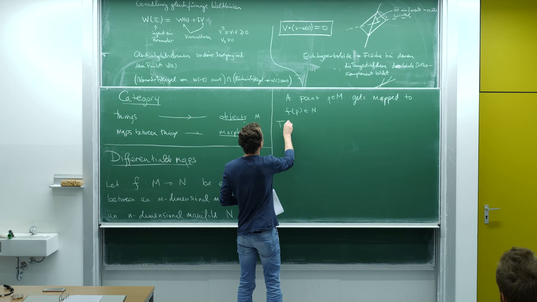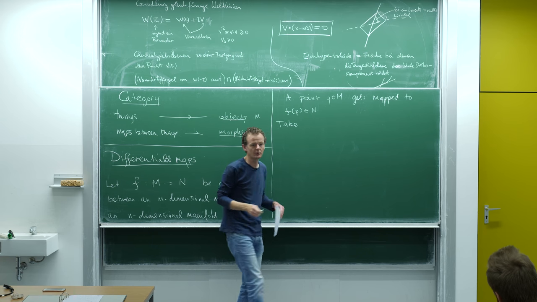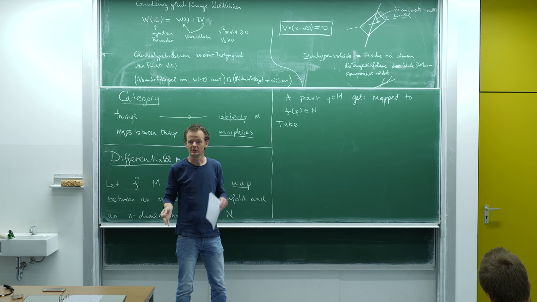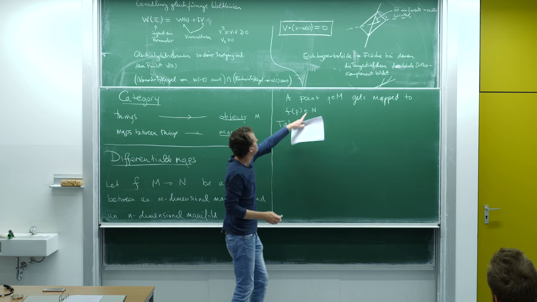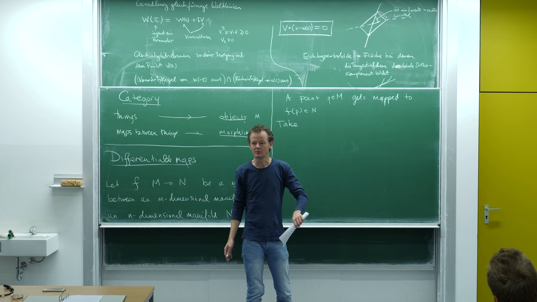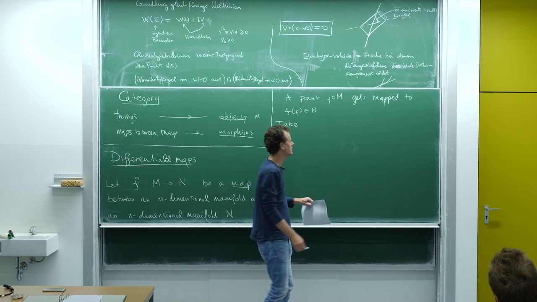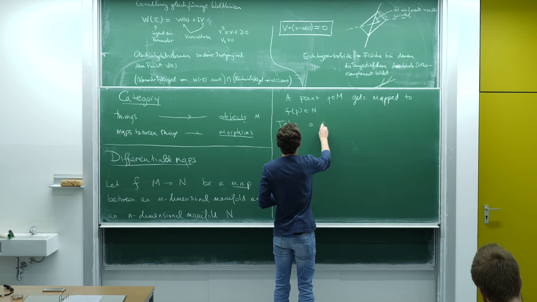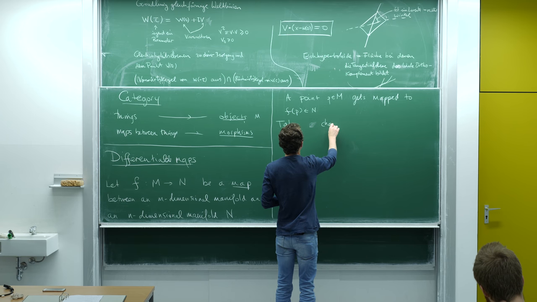And whenever you want to compare points on a manifold, you have to take a chart, right? You have to take some set around this point P, map it to Euclidean space with our coordinate system, and then you can do everything there as you would in flat space.